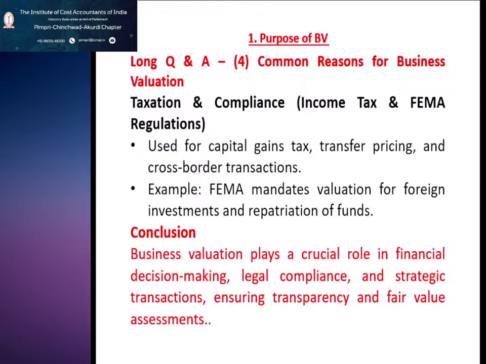And lastly, taxation and compliance norms, income tax and FEMA regulations, used for capital gains tax, transfer pricing and cross-border transactions. Example, FEMA mandates valuation for foreign investments and repatriation of funds. So to conclude, the common reasons for business valuation: in a way, business valuation plays a crucial role in financial decision making, legal compliance and strategic transactions, ensuring transparency and fair value assessments.